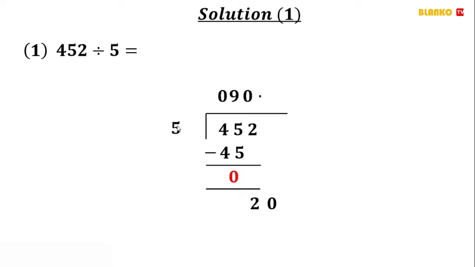So 5 now goes into 20 4 times. 5 times 4 will give us 20. When you subtract 20 from 20, we are going to get 0. I hope you are following the steps. So to divide 452 by 5, our answer is going to be 90.4. So 452 divided by 5 is going to give us 90.4.